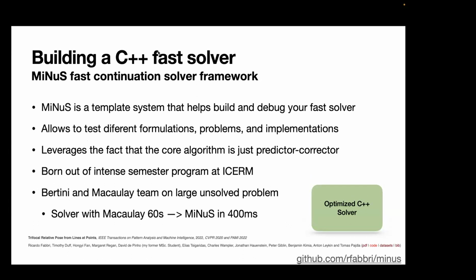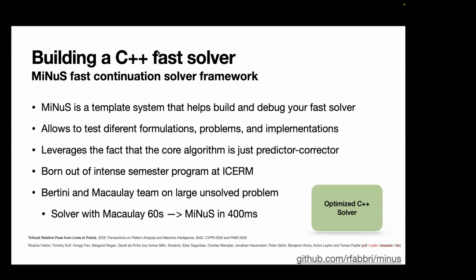We have a templating system that helps you build and debug your fast solver. So it allows you to test different formulations for the same problem. You have basically a problem, and you can have variations of formulations and implementations, and all of that doesn't become repeated code. It also leverages the fact that the core algorithm is just predictor-corrector for all of these problems. And if I make, let's say, an assembly language optimization in the predictor-corrector, all of the problems are going to benefit from it, right?